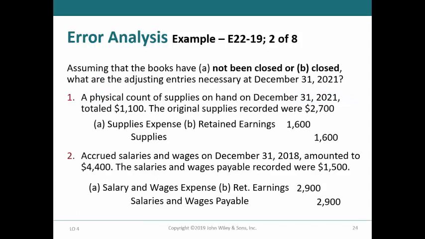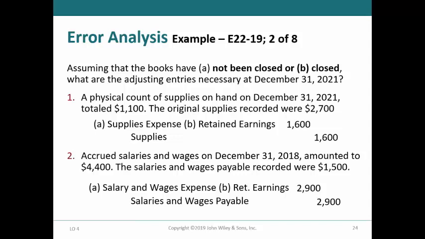In this slide, we are going to first examine the entries to correct supplies expense. The original supplies purchased were $2,700. The physical count on December 31st, 2021 totaled $1,100. To correct the supplies expense if the books are open would be a debit to supplies expense. But if the books are closed, the debit would be to retained earnings for $1,600. This is the difference between the $2,700 originally purchased and the $1,100 that we still have in supplies. The credit would be to supplies for $1,600.